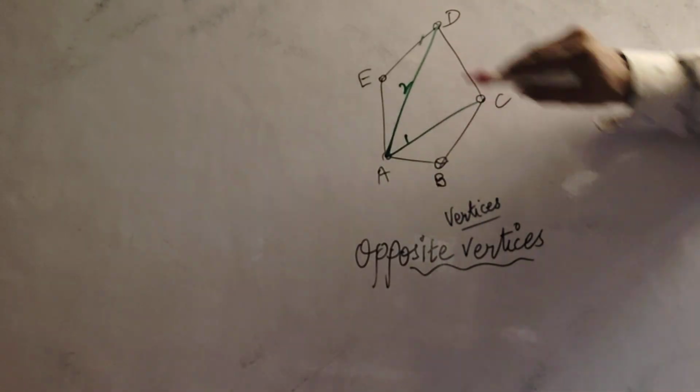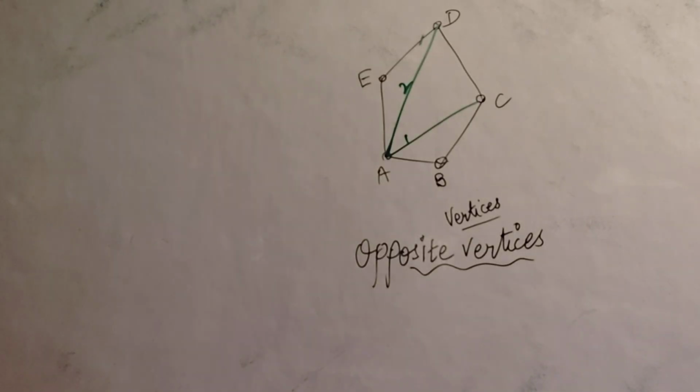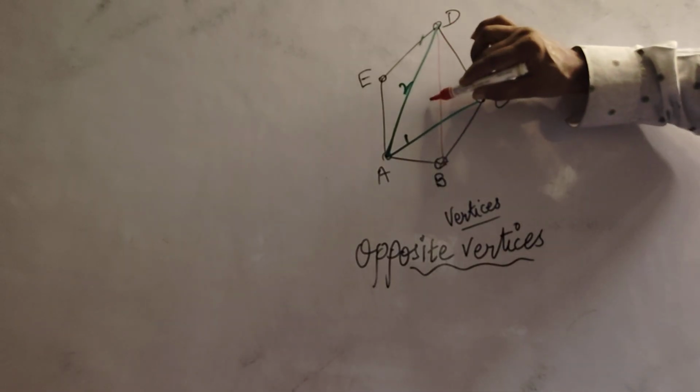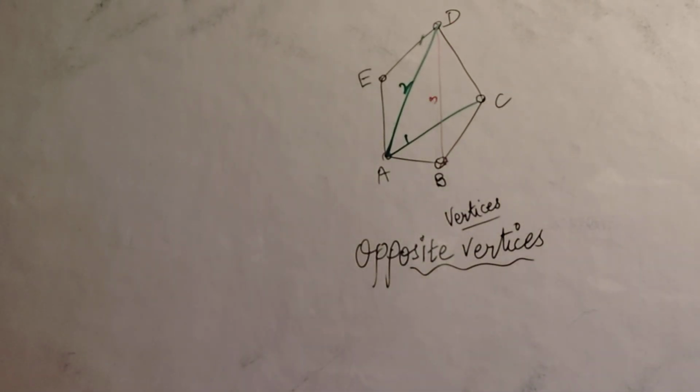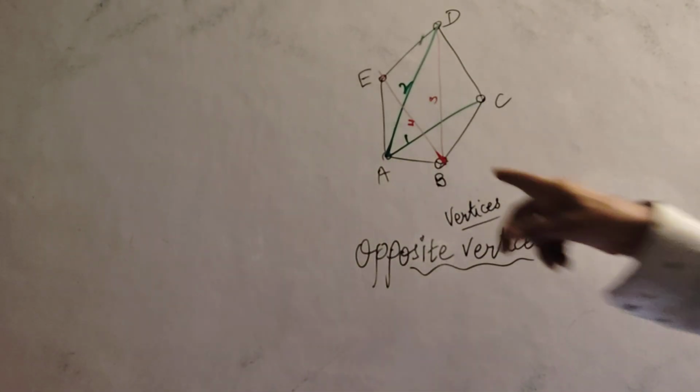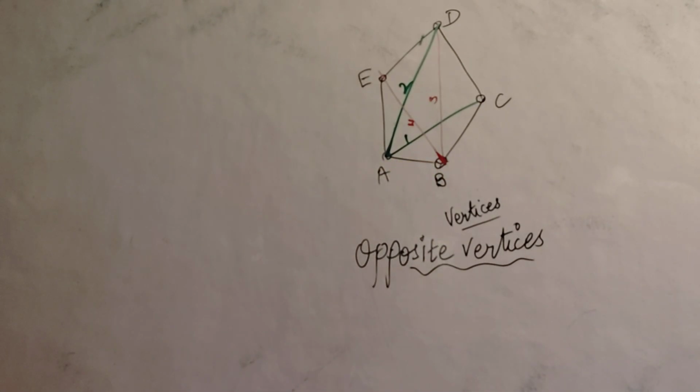Now come to BD. BD is opposite. Yes. Therefore, it is diagonal number 3. Now come to BE. BE, adjacent or opposite? Opposite. Yes. So it is another diagonal, and its number is 4. Now BA is adjacent because it has a common line segment.